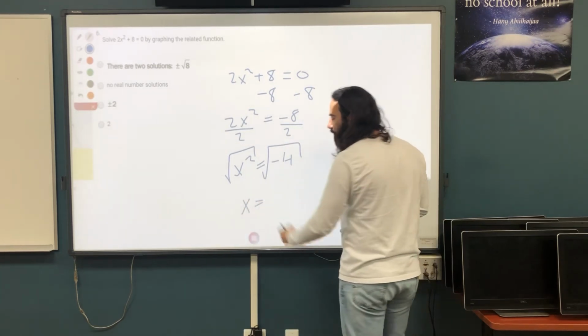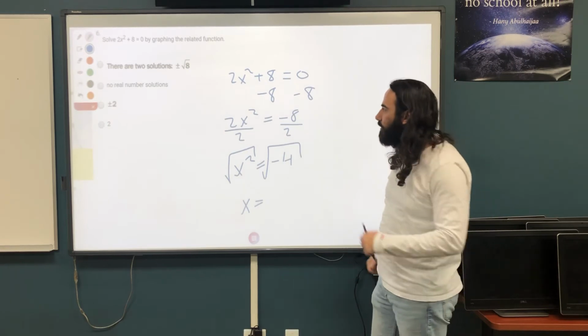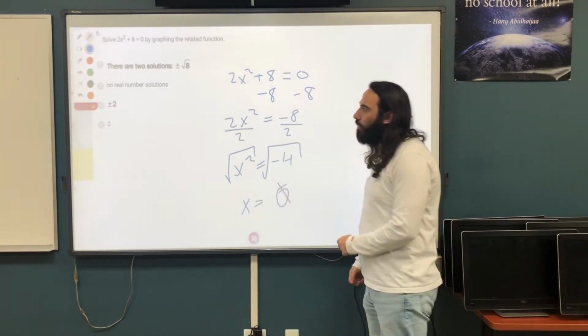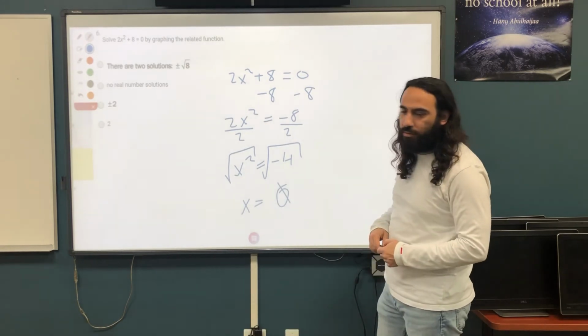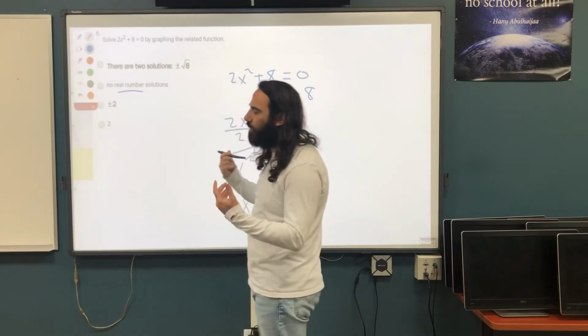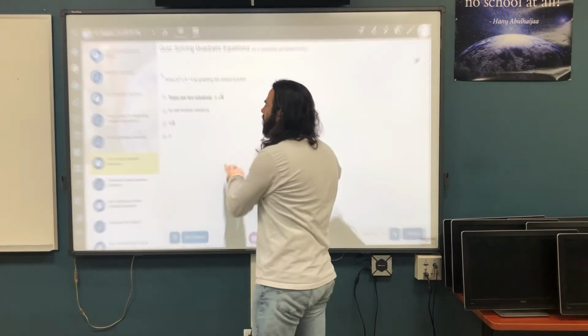X equals, now as you know, the square root of a negative is not defined, sorry. So there's no answer, so no real number solutions. Why is no real number? Because the answer could be a complex number, but that's something else. So say no real number solutions. So the answer is the 7.